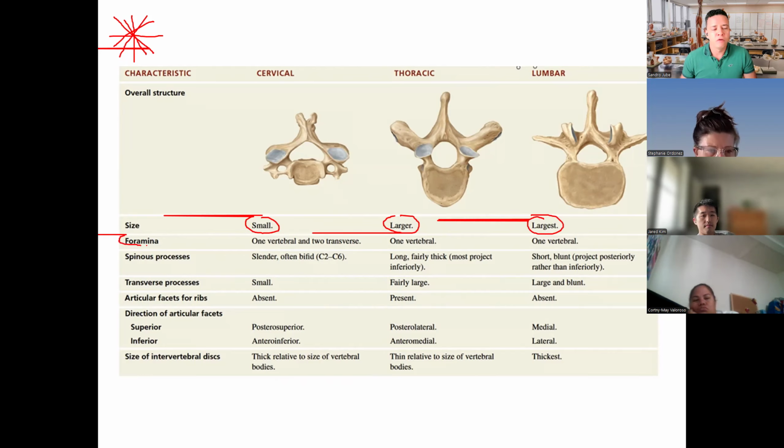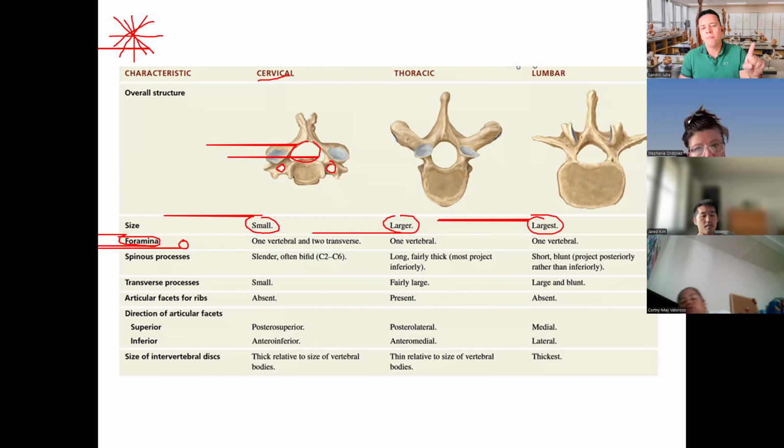Another difference would be in the foramina. And remember, what is a foramina? Foramina is the plural of foramen, which is an oval hole. The cervical has 3 foramina. It has 1 vertebral, and it has 2 transverse right here. We can see that the thoracic and the lumbar only have 1 foramen, just the vertebral, 1 vertebral, 1 vertebral. That's another difference.